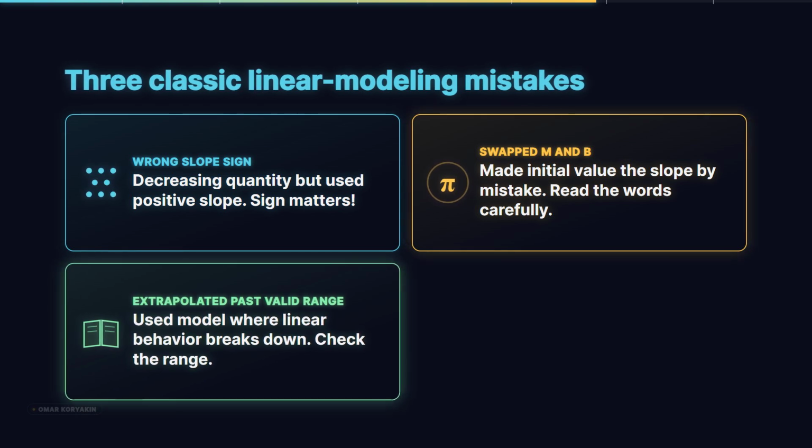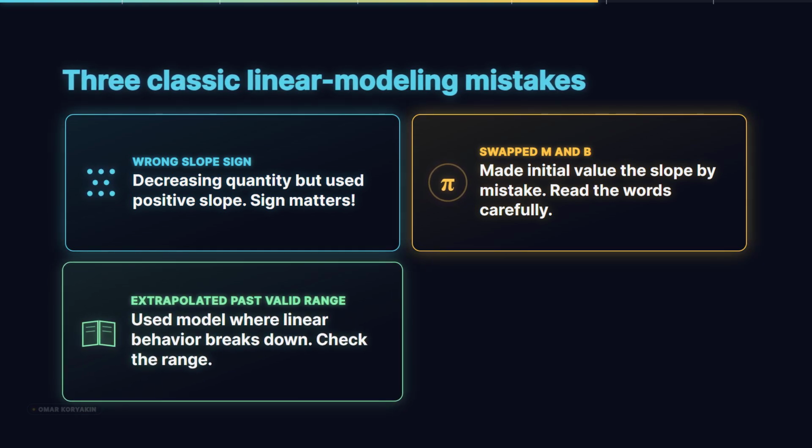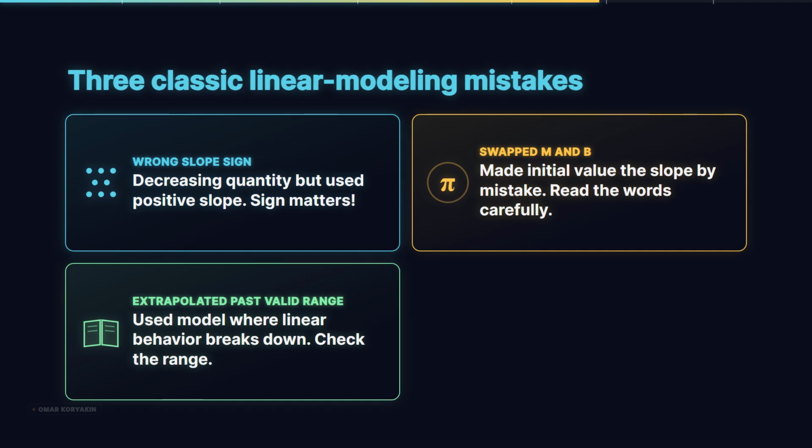The fix is to always state the valid range of the model when building it, and to check that any prediction sits within that range before trusting the result. Extrapolation is the most dangerous use of any linear model and requires explicit care.